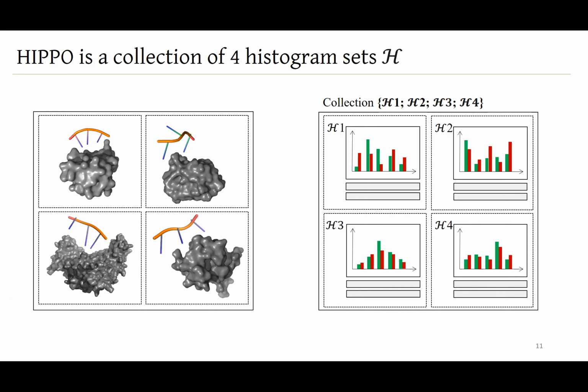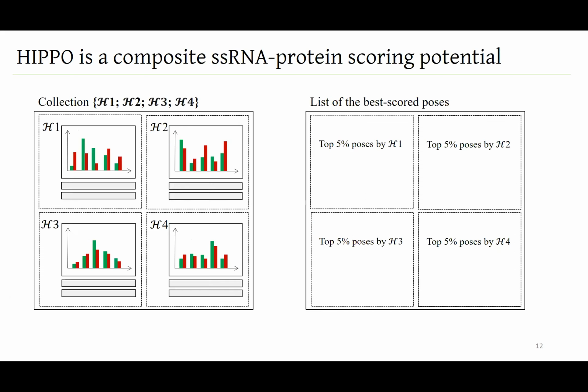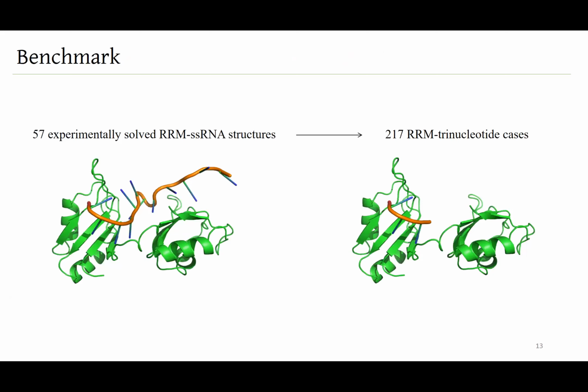A collection is a final HIPPO parameter set. It works by scoring a pool of docking poses by each of the histogram sets separately and putting together the best poses from each scoring, which forms a final list of the best scored docking poses. HIPPO was derived from a fragment-based docking benchmark of 57 experimentally solved RRM ssRNA complexes, which corresponds to 217 of the non-redundant RRM fragment databases.